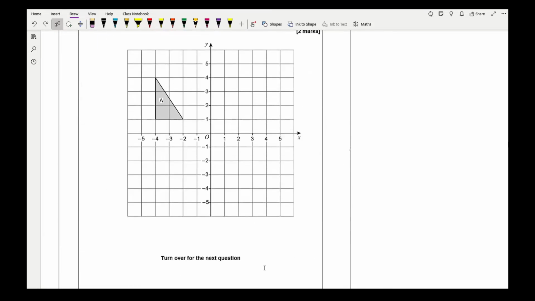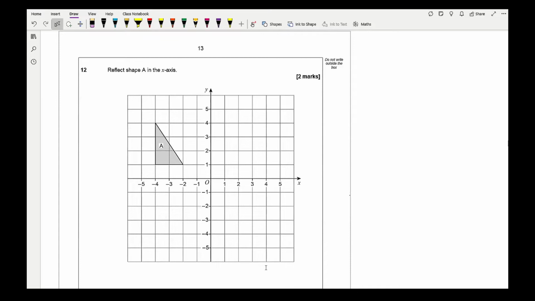Then moving on to question 12. Question 12 says, reflect shape A in the x-axis. Now the x-axis is this axis here, so that is going to be my mirror line. So to calculate this, what I need to do is just simply count the number of lines each of those 3 points is away from the mirror line, and you find that the 3 points are going to be just there.